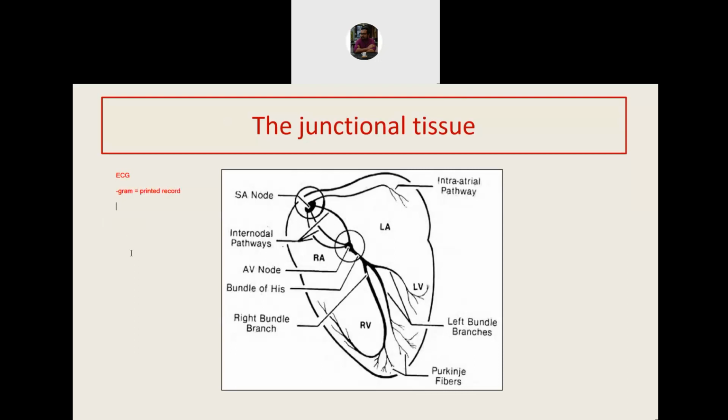When it ends with graph, it refers to the recording machine. And when it ends with graphy, it refers to the procedure. So an easy way we always tell students to remember is that the graph paper is not called graph. So the printed record is electrocardiogram. The machine which records the electrocardiogram is called electrocardiograph. And the procedure of recording the ECG is called electrocardiography.